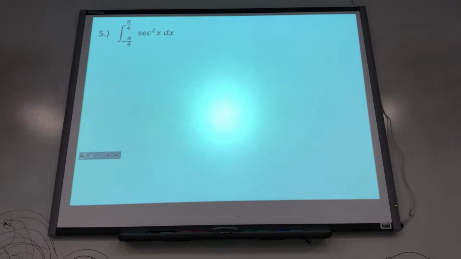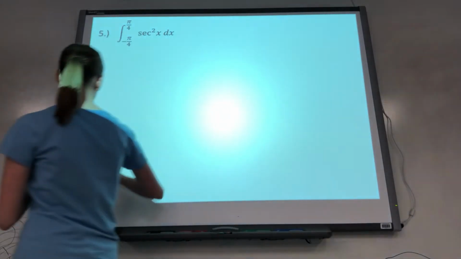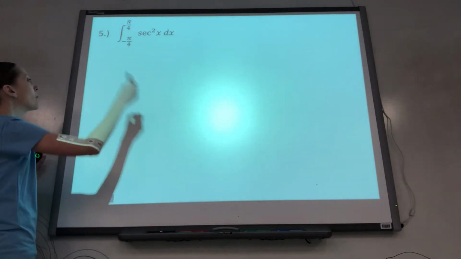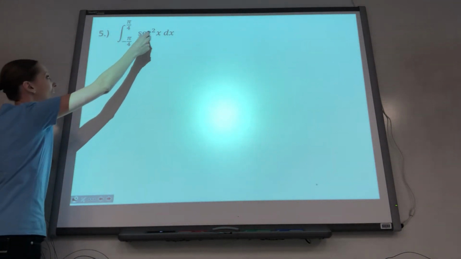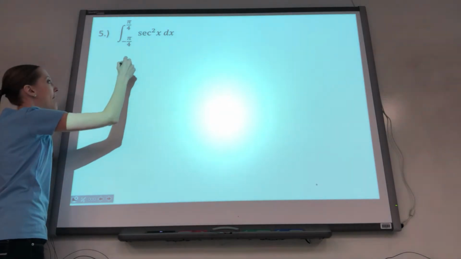Not too bad. Last one here. This actually works out pretty nicely too. Number 5. We're integrating from negative pi over 4 to positive pi over 4, and it is secant squared of x dx. Now I'm going to pull something from trig on you with this problem. But first of all, I can integrate that right off the bat.